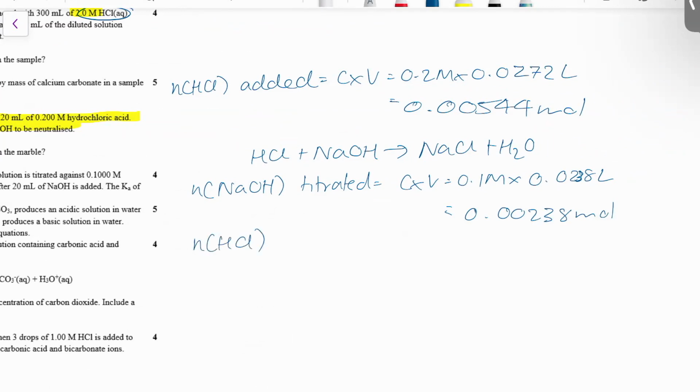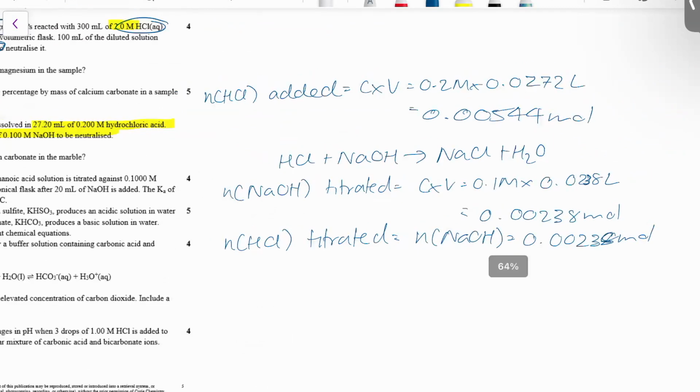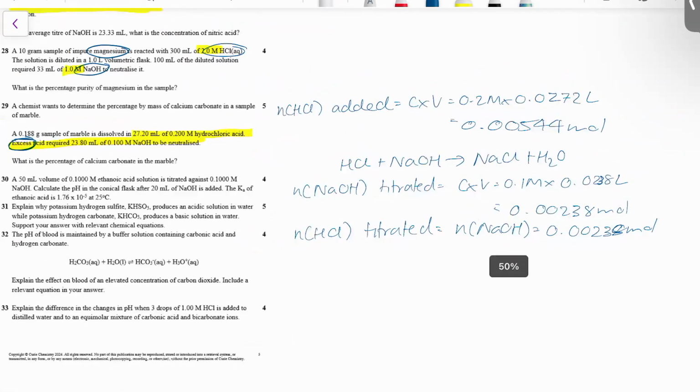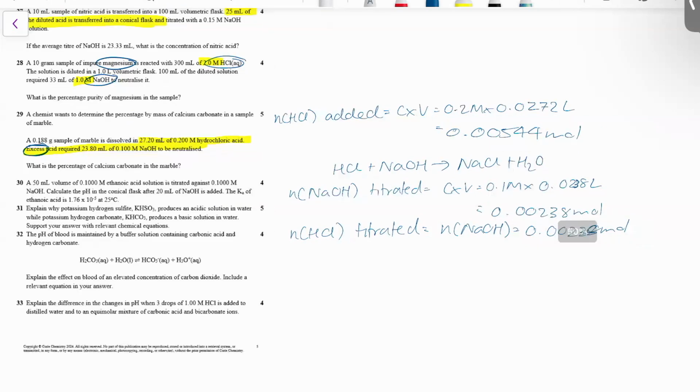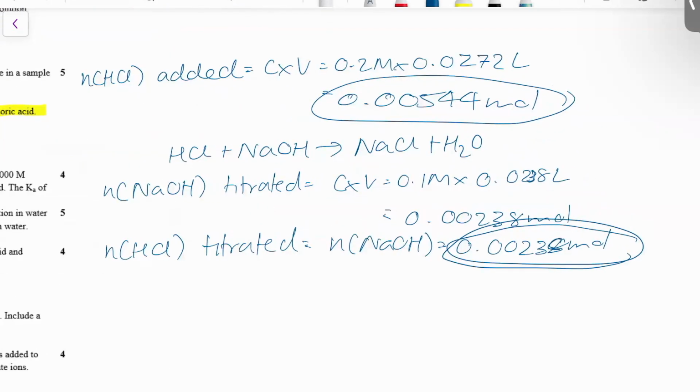Moles of HCl titrated is going to be moles of NaOH, which is 0.00238 moles. This question's easier than question 28 because once you've got the moles of HCl titrated, they don't mention any volume changes, which means this amount is in the same volume that this amount was. So I don't have to do any volume changes here. So I can go ahead and start my subtraction straight away.